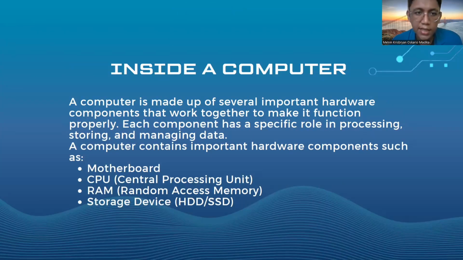This next slide is about the hardware inside a computer. A computer has several important hardware components that work together to make the computer function properly. First is the motherboard. The motherboard's function is to connect all computer components together. And the second is the CPU or Central Processing Unit. It is the brain of the computer that processes data and instructions.